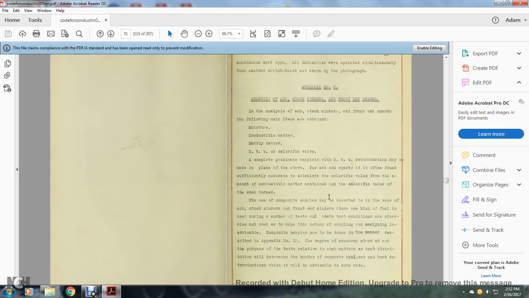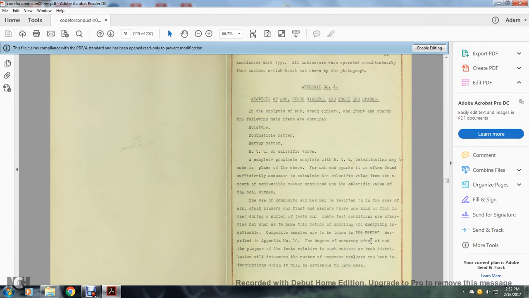Used for the composite sample to be restored with the case of the ash test stock cylinders. Front of the cylinders where the part of the fuel is during the number of the tests share test conditions, otherwise not as much. The method of sampling and analyzing individual composite samples are to be taken in the manner described in appendix number 10.